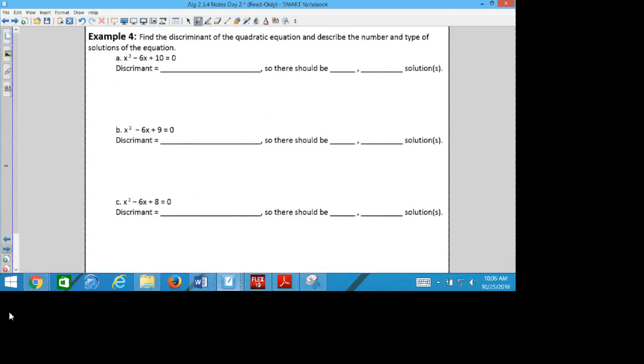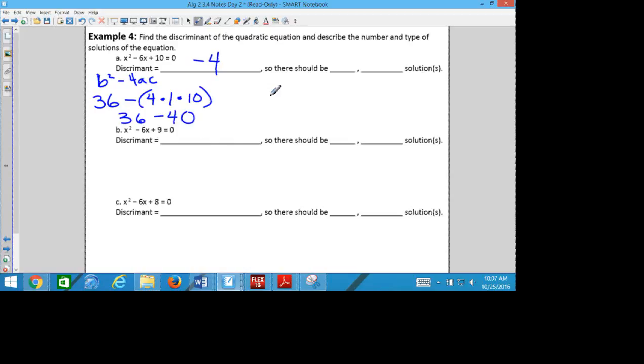So here are 3 examples we're going to go through together. The first one, x squared minus 6x plus 10 equals 0. We're going to find the discriminant. The formula for the discriminant is b squared minus 4ac. So we're going to do b squared, which is 36. Then minus 4 times a, which is 1, times c, which is 10. So we get 36 minus 40, which is negative 4. No, we don't include the square root. Correct. For the discriminant, it's only b squared minus 4ac.